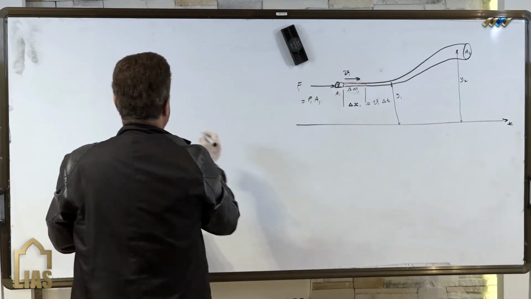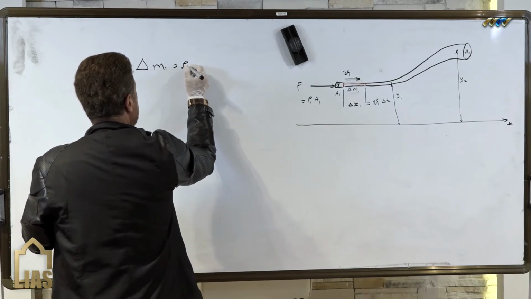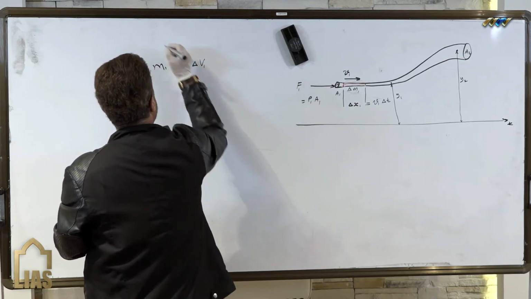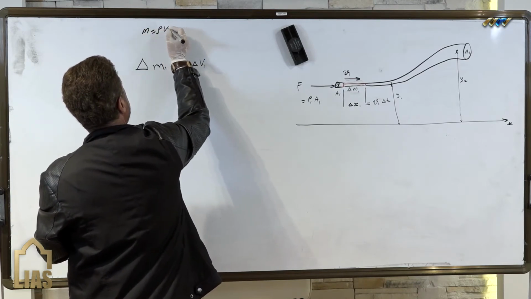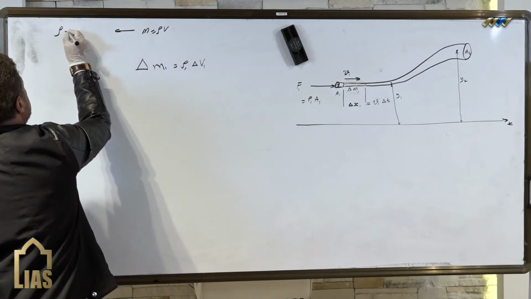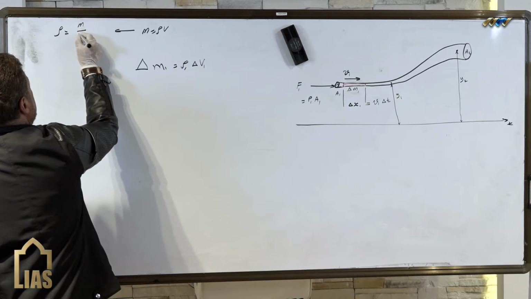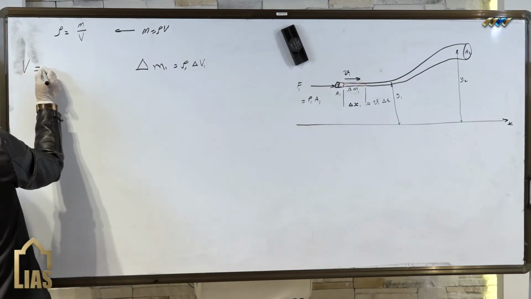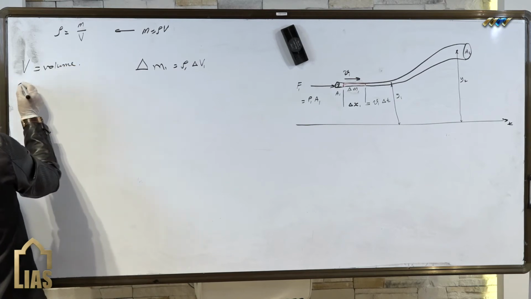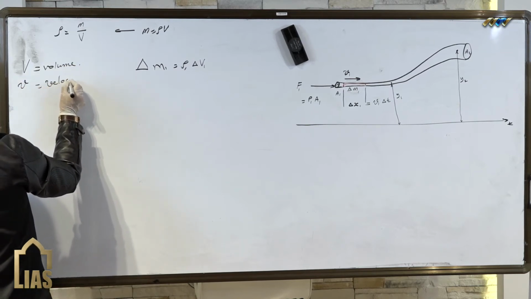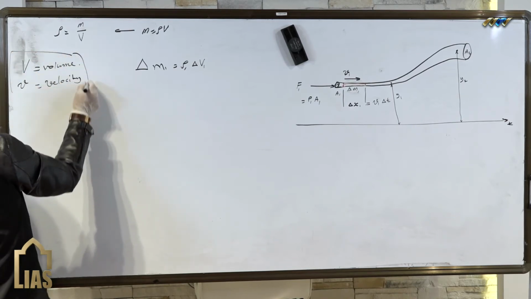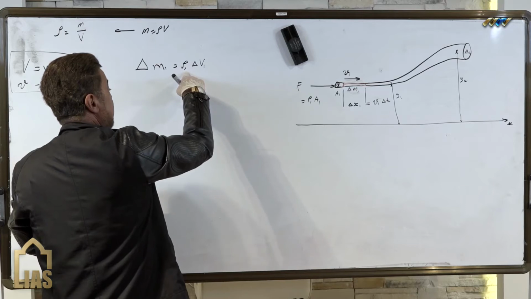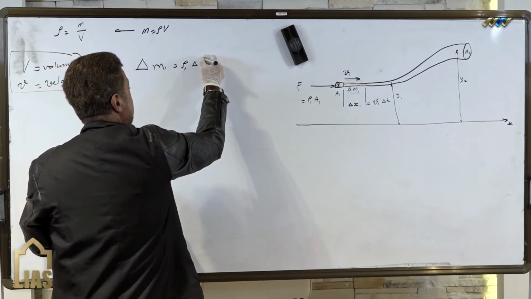Okay. Let's see. Delta M1 is rho 1 delta V1. We say that M is equal to rho V, from rho is equal to M over V, volume. This is volume here. When we write this, this is volume. But if we write this, this is velocity. Okay. Delta M1 is rho 1 delta or change in volume 1.